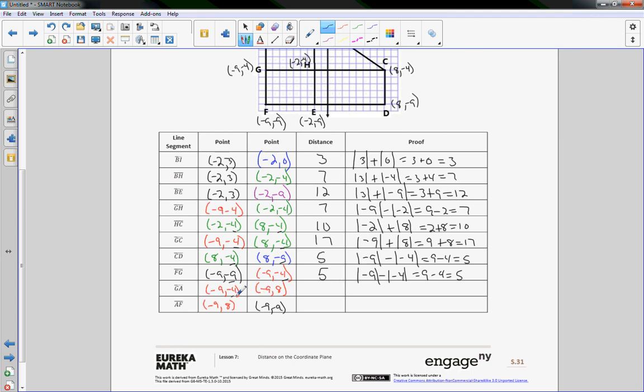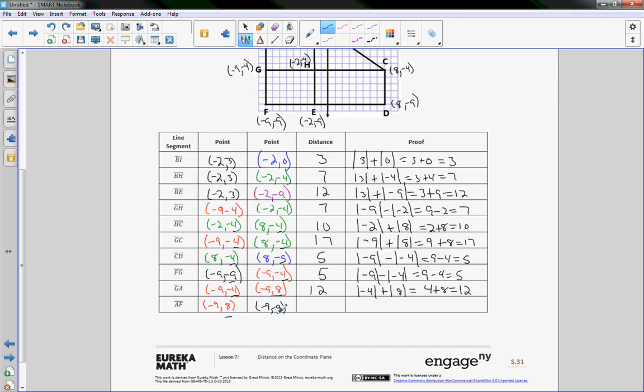Okay, in this one, the x's are the same. We want to focus on the y values. One's -4 and one is 8. One's positive, one's negative, so we add their absolute values. The absolute value of -4 plus the absolute value of 8 equals 4 plus 8 equals 12.